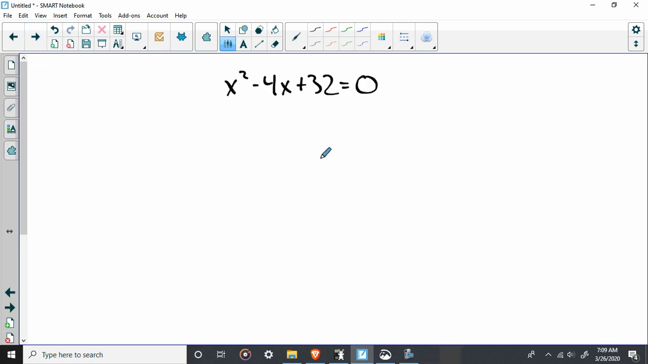All right, so next one. Now, this one's not factored, so we're going to have to apply what we've been doing the last couple of days. So what do we got? a is 1, b is -4, c is 32. So what are my factors of 32 that add up to -4?